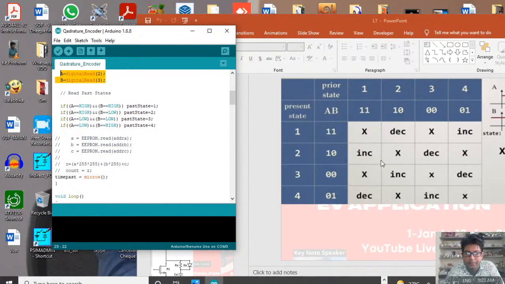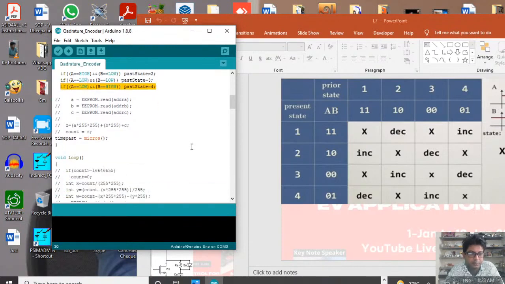You see, if both are 1, then the state is 1. I am defining here: if both are high, my past state is 1. If one is high and another low, it is state 2. If it is low low, state 3. If it is low high, state 4. This is my past state.